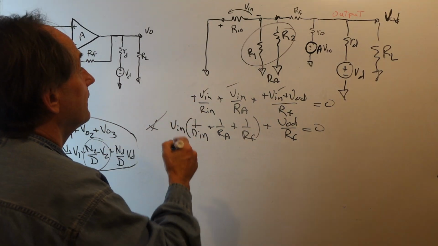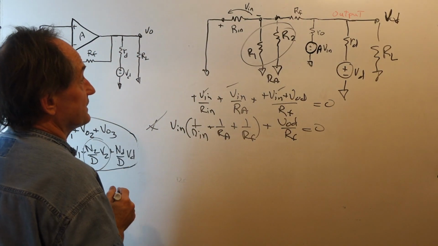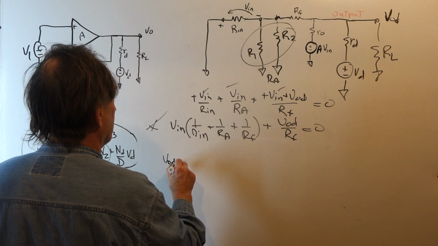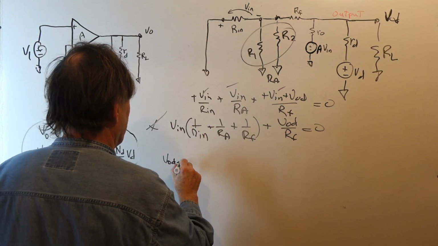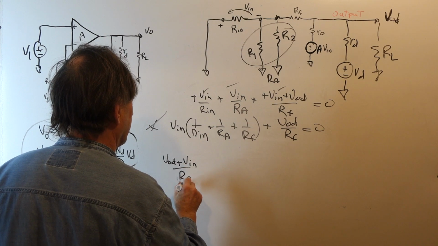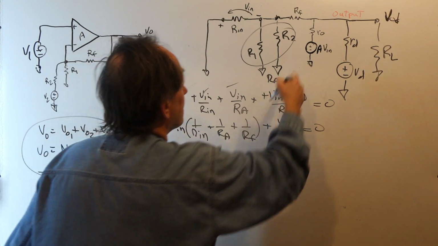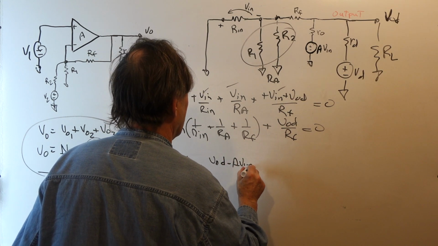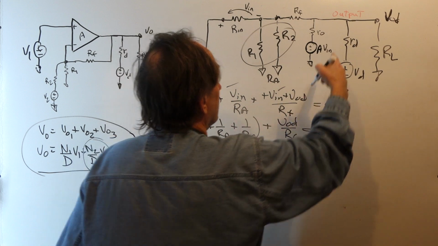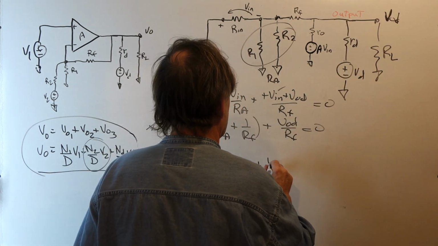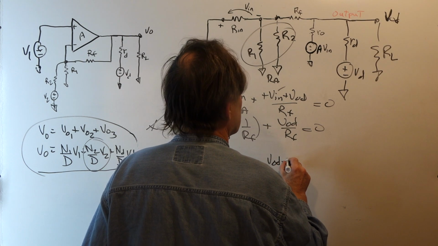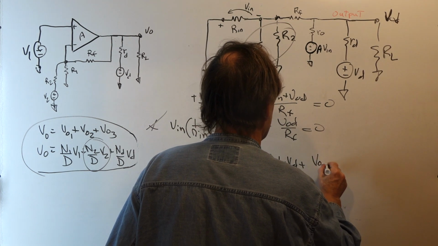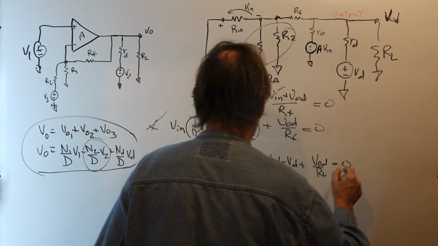At the output, summing currents leaving is positive. We have VOD minus a minus Vn, or plus Vn, over RF, plus the current through R0, which is VOD minus AVN over R0. The current through RD is VOD minus VD over RD, plus VOD over RL, is equal to 0.